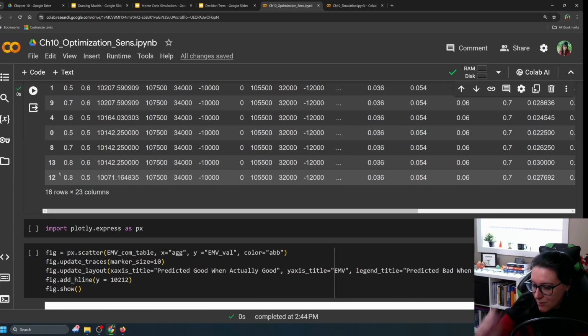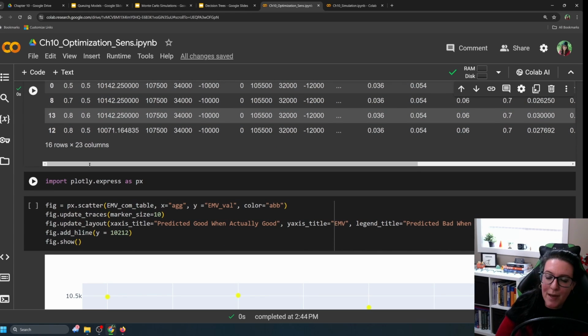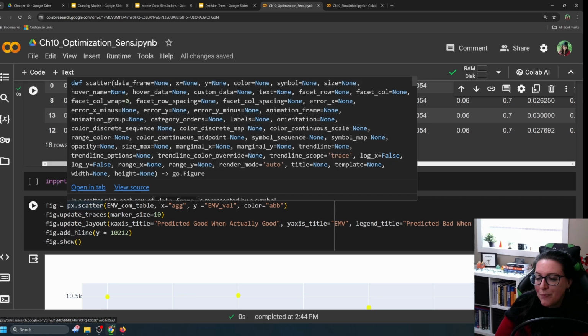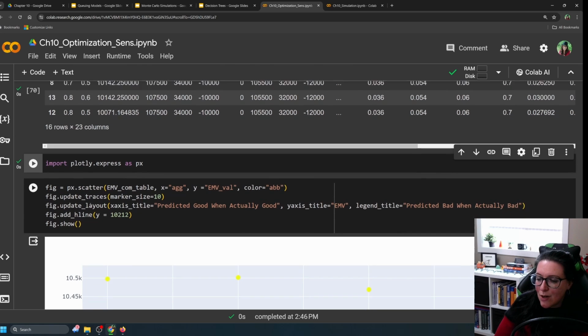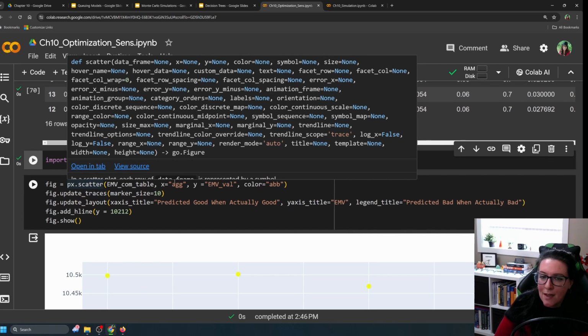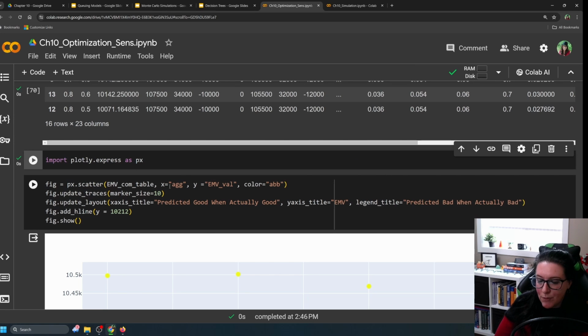We can plot this. So the last piece here is just to plot all this information. We're going to use that dot plot. Import plotly.express as px. We're going to use px.scatter. We'll call our table. We want the AGG, so actually good when they say it's good. We want our expected monetary value, and then our colors are going to be it's actually bad when they say it's bad. And we'll make the markers big. We'll make the x-axis say predicted good when actually good. And we'll have it be the expected monetary value, and the legend title is predicted bad when it's actually bad.